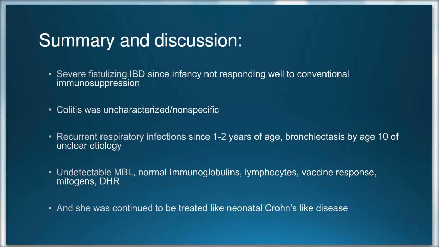Okay. So in summary, this is a case of severe fistulizing IBD since infancy, not responding well to conventional immunosuppression, and the colitis was uncharacterized and non-specific. The patient has had recurrent respiratory infection since 1 to 2 years of age, and bronchiectasis by age 10 of unclear etiology till date. All she was found to have was undetectable MBLs, normal immunoglobulins, lymphocytes, vaccine responses, mitogens, as well as DHR. She continued to be treated like neonatal Crohn's disease till she was diagnosed.